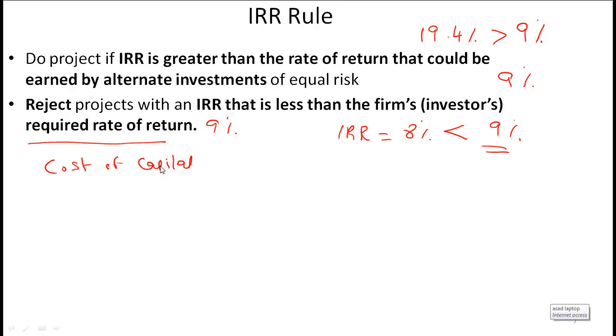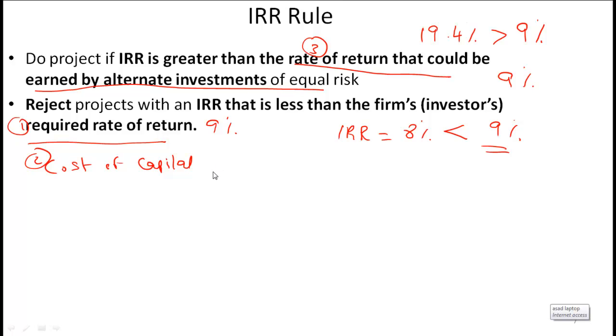So these three: required rate of return, cost of capital, or the rate of return that could be earned by alternative investments of equal risk. I'll label this 3. These are the numbers that you compare your IRR with. And as long as your IRR is greater than this benchmark or reference number, then you accept the project. If not, then you reject the project.